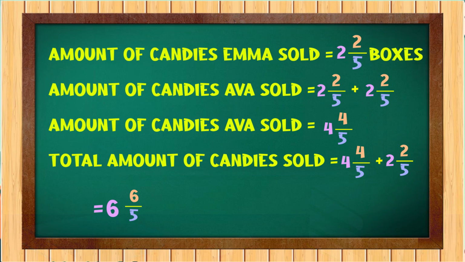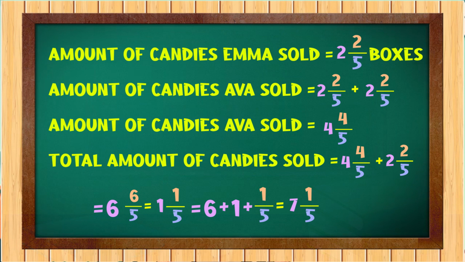But we can't write 6 over 5 on the answer line. So we will convert 6/5 to a mixed number. 5 into 6, 1 with 1 remainder. So now we have a whole number of 6 and a mixed number of 1 1/5. 6 plus 1 1/5 will give us a total of 7 1/5. Therefore, 7 1/5 boxes of candies were sold between Emma and Ava.